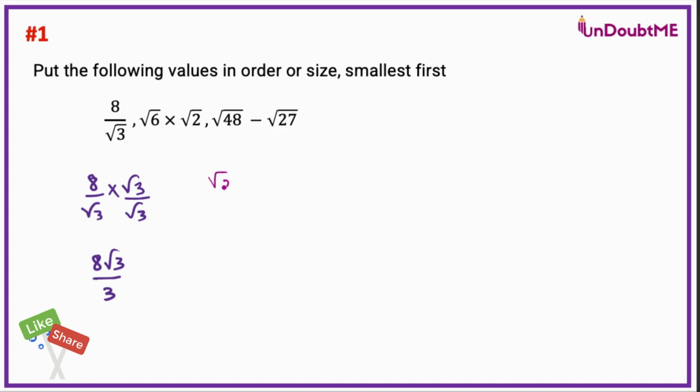Root 6 can be written as root 2 times root 3, and then root 2 is also there, so root 2 times root 2 is 2, so this is 2 root 3. And the last one: root 48. If you factorize 48, it is 4 times 4 times 3. We can factorize it in the form of prime factors also, but it really doesn't matter. You don't have to show the working for this. You can even factorize it like this, because you have to eventually get a pair.